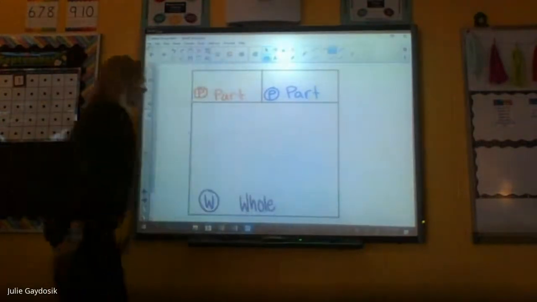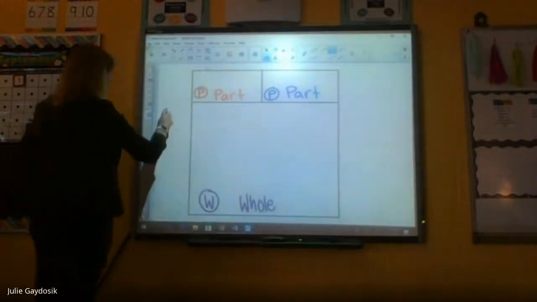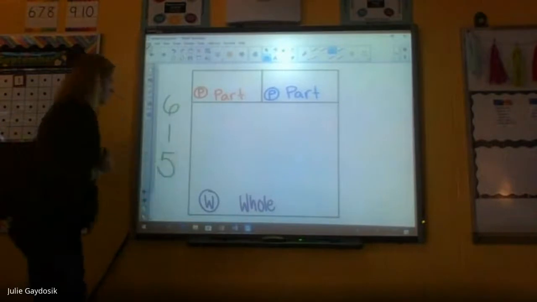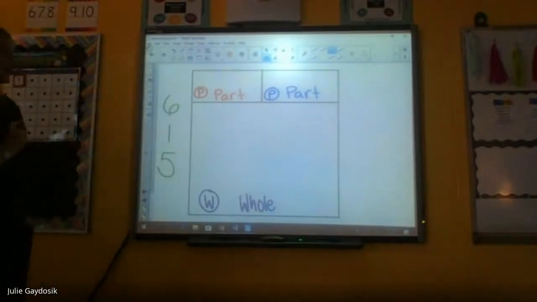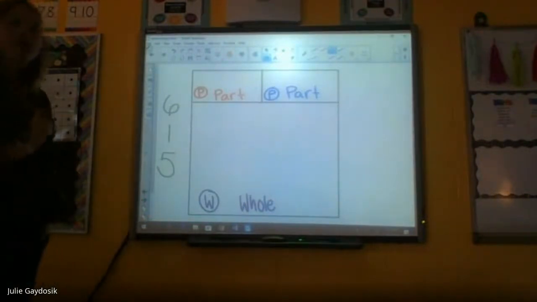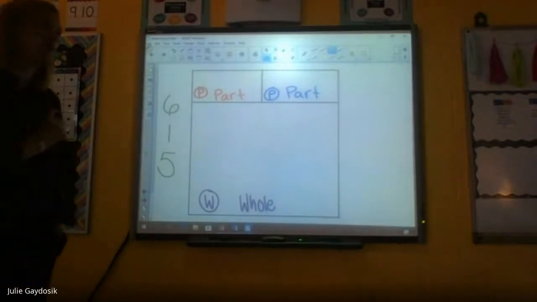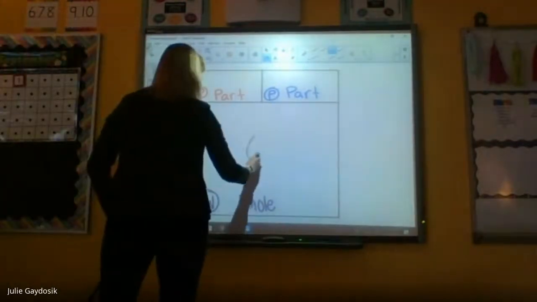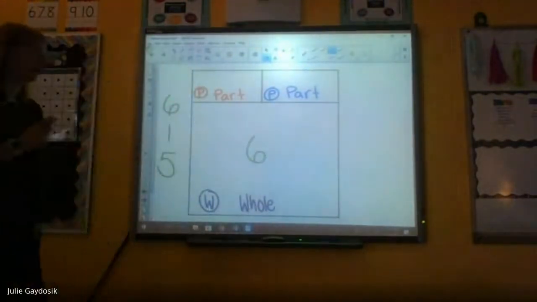So let's say our numbers are 6, 1, and 5. So who remembers what the whole would be? We always want to start with the whole because it's going to help us out. What would the whole be for 6, 1, or 5? Think which one's the largest number. That's right, it's 6. So 6 is the largest number.